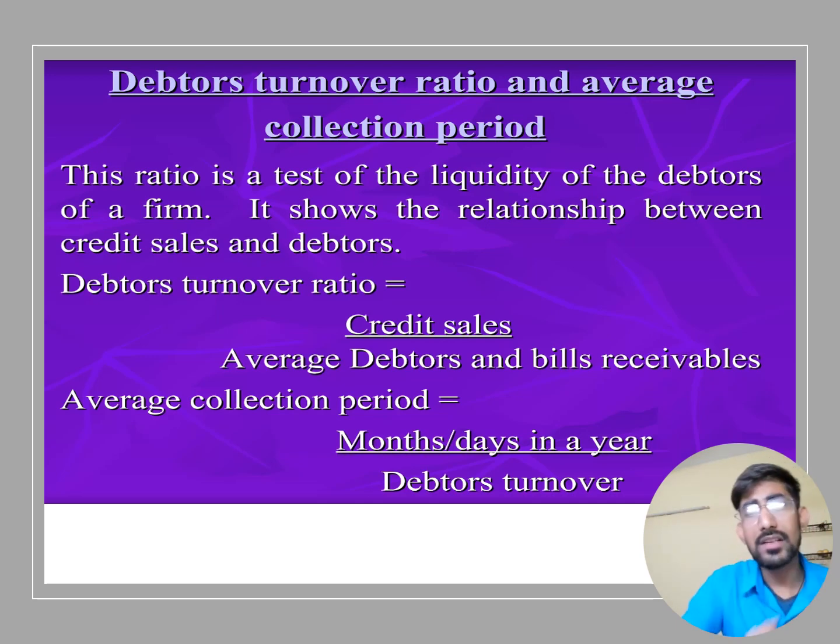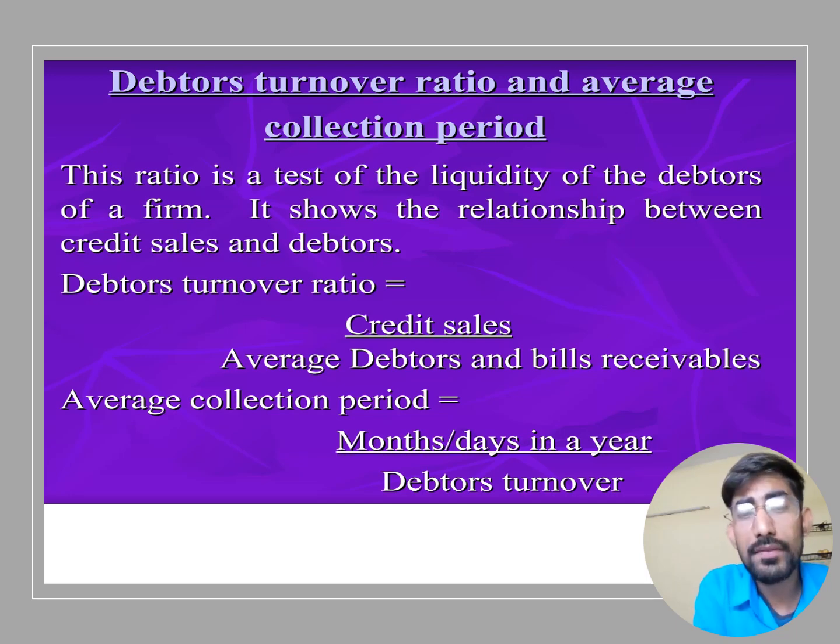Okay, I hope this is clear. So the debtor turnover ratio formula is credit sales divided by average debtors and bills receivable. What is average debtors and bills receivable? Debtors and bills receivable are together known as trade receivables. Average trade receivable is opening receivables plus closing receivables divided by 2, just like average stock.